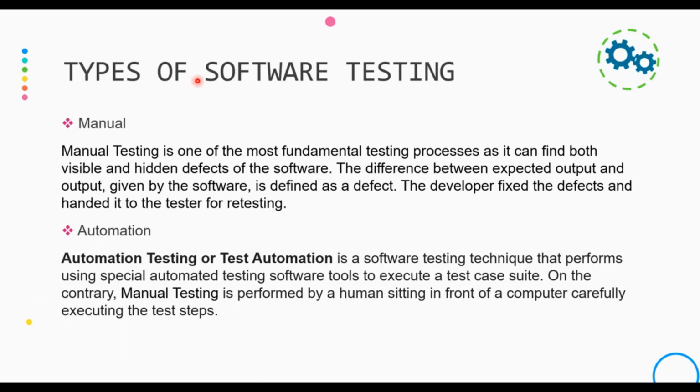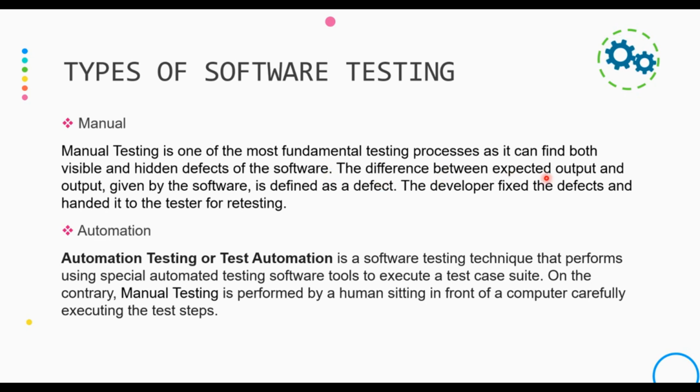So next is types of software testing. There are two types of software testing, that is manual testing and automation testing. Manual testing is one of the most fundamental testing processes, as it can find both visible and hidden defects of a software. Again, these defects will be found as per the customer requirement and specification.